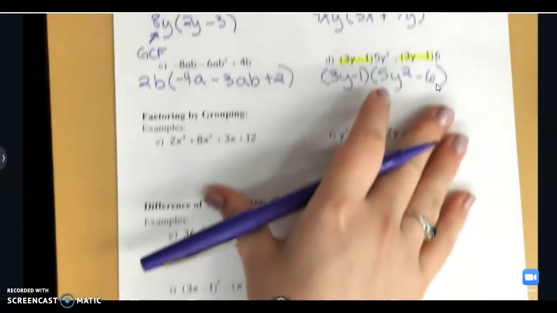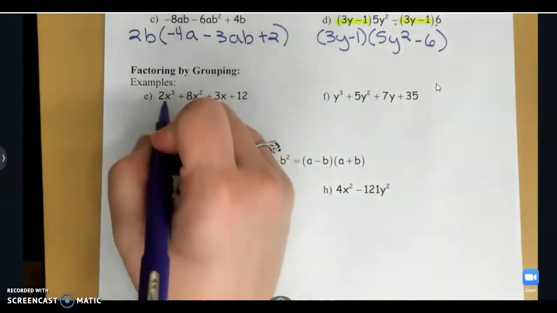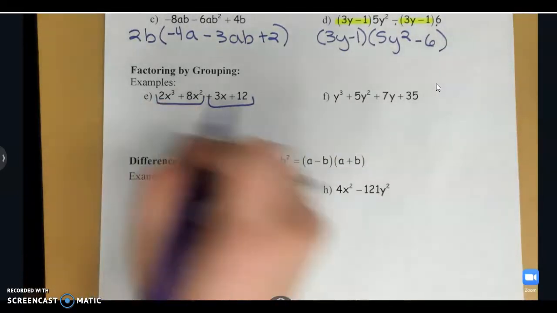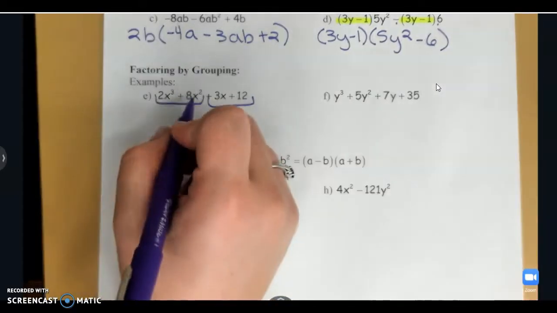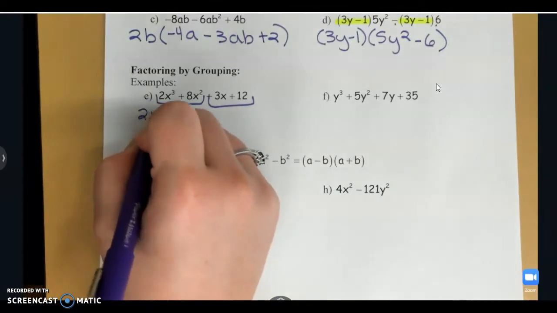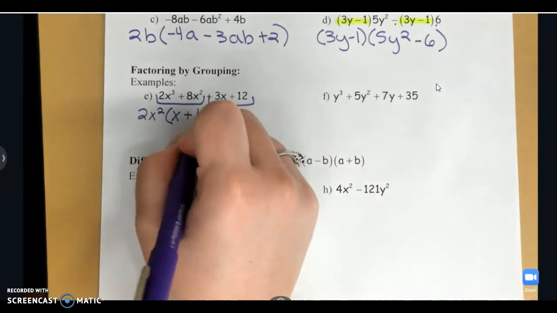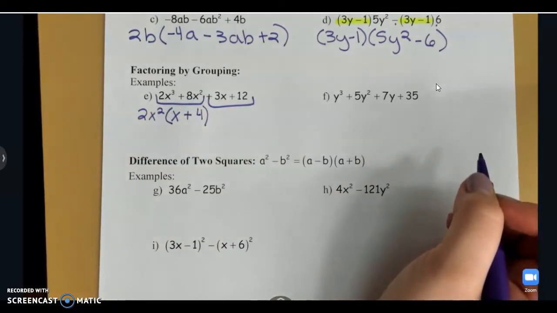All right. Factoring by grouping. What I'm going to do here is group my first 2 terms and my second 2 terms, and with those 2 groups I'm going to take out the GCF. So 2x cubed plus 8x squared, I can take out a 2x squared, and that will leave me with x plus 4. So that's factoring the first group.